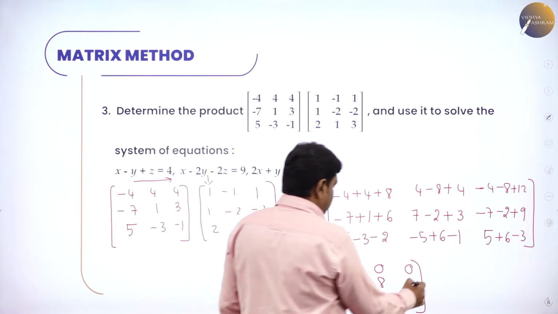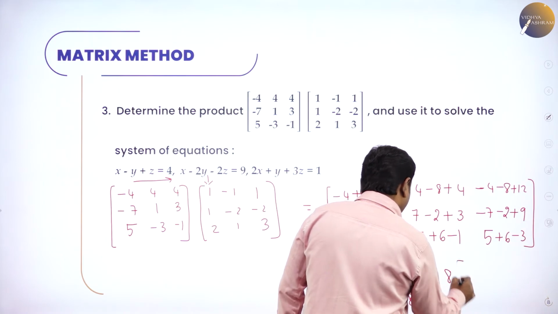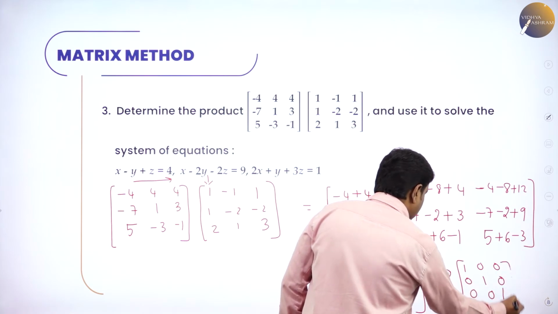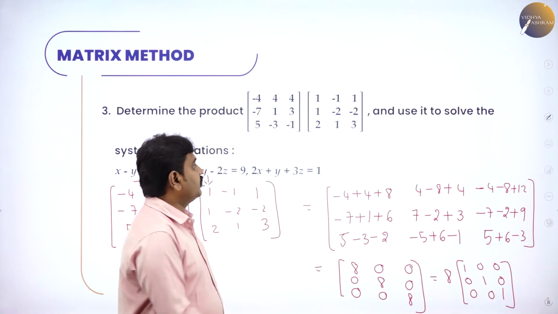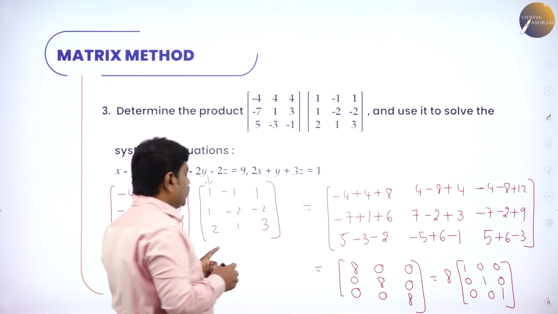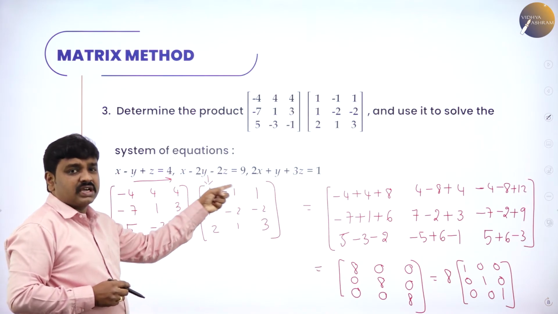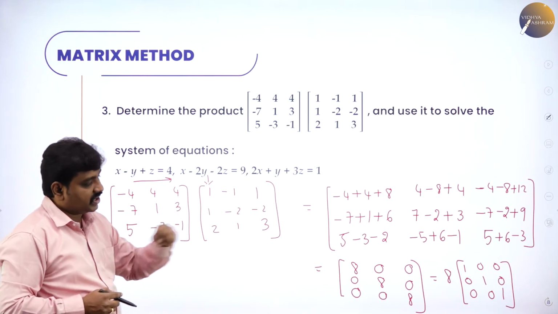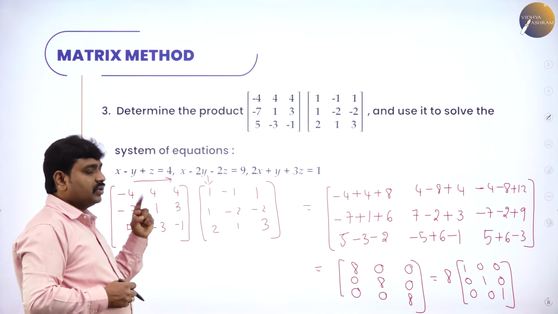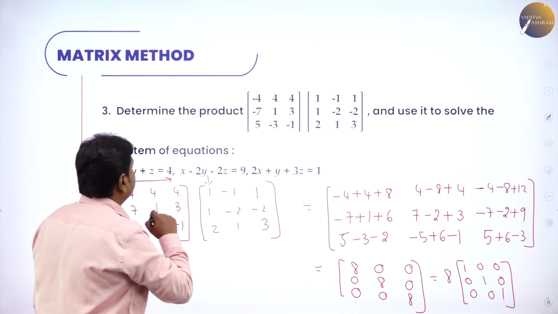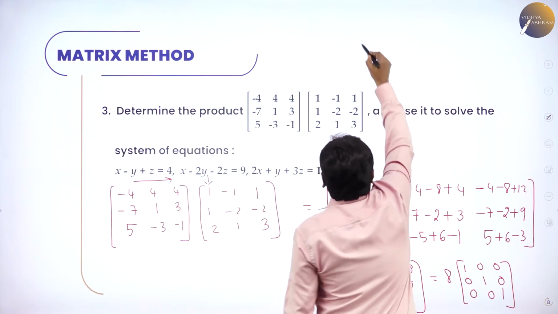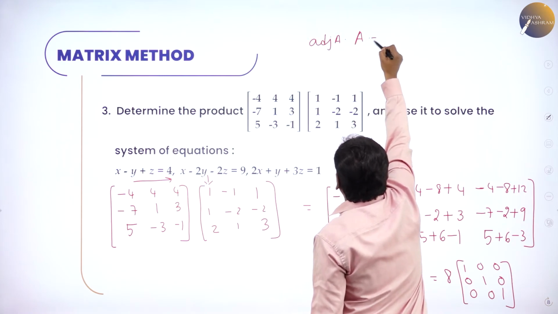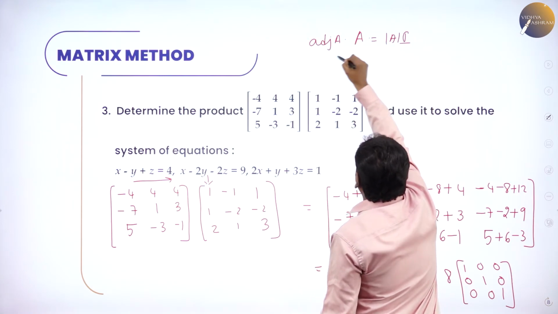Interesting, we got a scalar matrix. Can I write this as 8 into identity, 1 0 0, 0 1 0, 0 0 1? So if you observe carefully, this is the coefficient matrix. For the coefficient matrix, I am multiplying the other matrix and getting identity. See, now we have one interesting property: A into adjoint A, or adjoint A into A, gives you determinant A into I. So this will help us to determine.